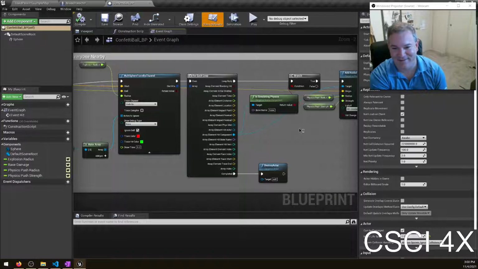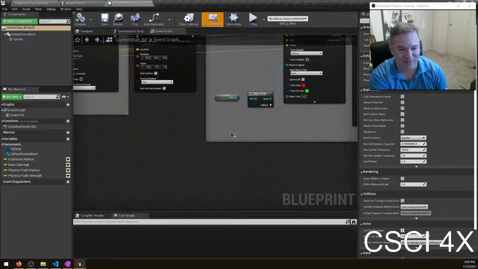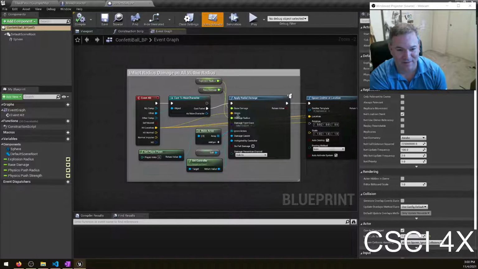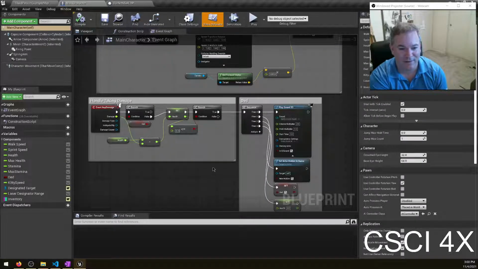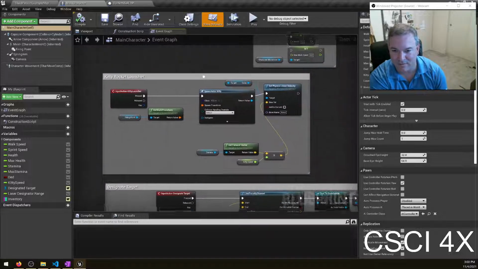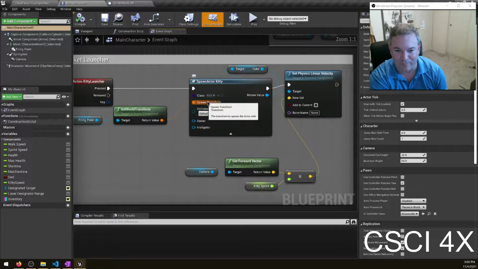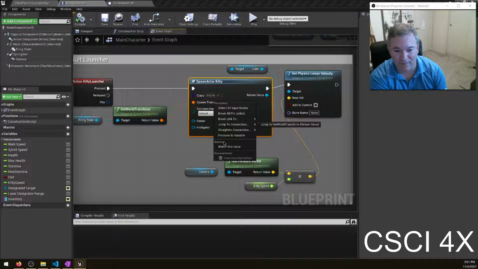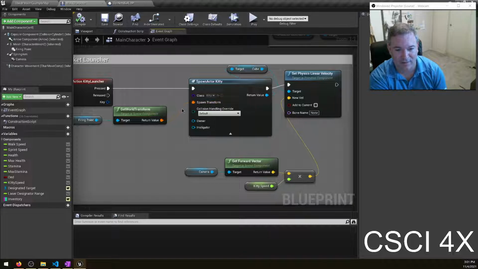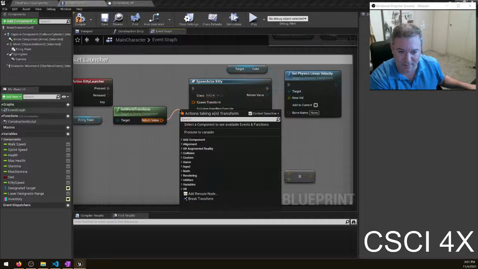Okay, so let's see if we can find some examples here. Confetti ball, main character, play sound 2D, spawn actor. Okay. So when you spawn an actor, there's this thing called a transform. And what's a transform? Guess what we talked about today. All right. So if we split this transform open, which we can't because it's currently connected, let's break the connection. Come on. There we go.